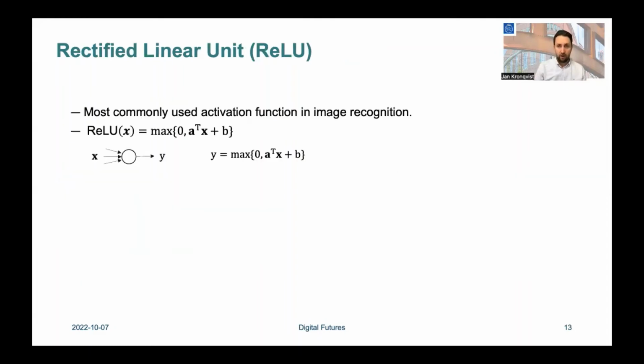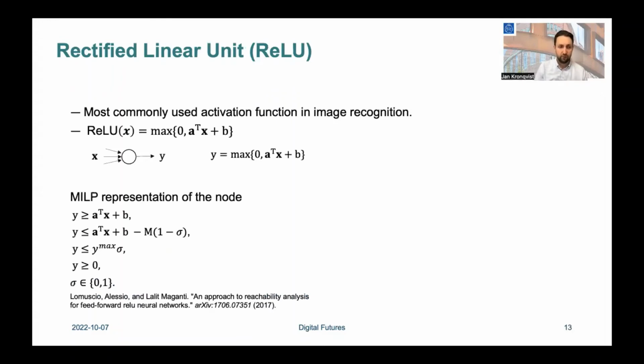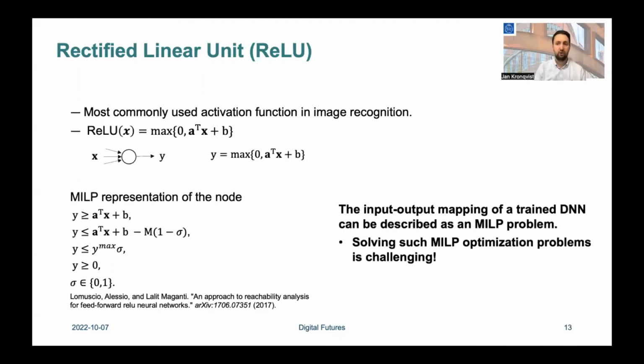exist. The ReLU activation function is one of the most commonly used activation functions. It is simply defined as the maximum of 0 and an affine function of the inputs. By using the following linear constraints and a binary variable, we are able to represent the node exactly as a mixed integer linear programming problem. If we use this representation for each node in the neural network, then we are able to obtain an exact representation of the input-output mapping of the DNN. But I also want to mention that solving such optimization problems can be quite challenging.